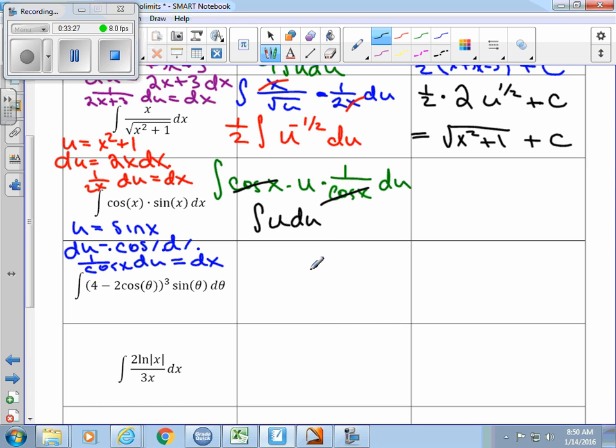Questions so far? The antiderivative of u du is 1/2 u squared.